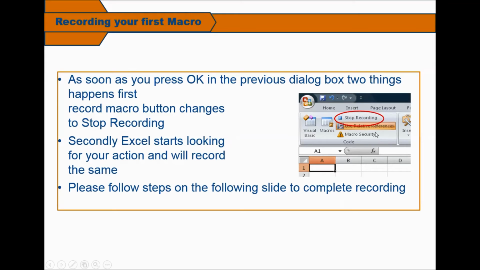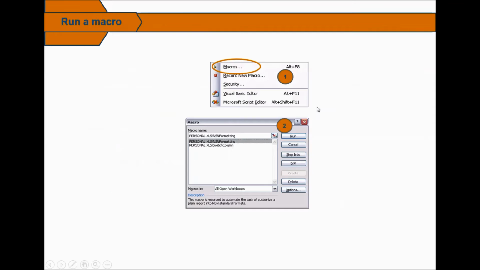So you can go there and you can stop recording your macro. Once you're done with recording the macro, you will go back to the Developer tab and run the macro, and it will show you the macros on your sheet. This is a pop-up that appears for macros, whichever are available and which one you want to run.